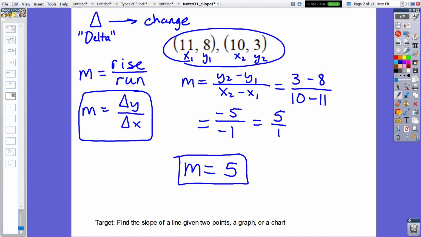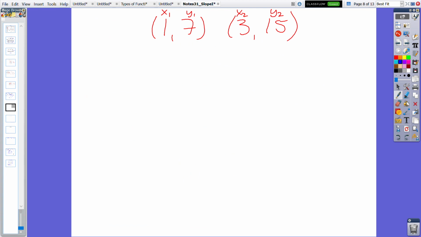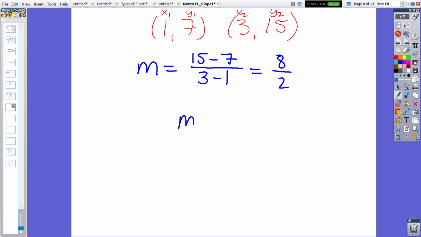Once again, this is just for examples where we don't have a graph and we just have 2 points in space. Let's say I have (1, 7) and (3, 15). Same sort of deal. I want to use that slope formula where I do y2, so 15 minus y1, which is 7, divided by x2, which is 3, minus x1, which is just 1. Simplify numerator and denominator separately. That gives me 8 divided by 2. That means my slope for this line is going to be a positive 4.